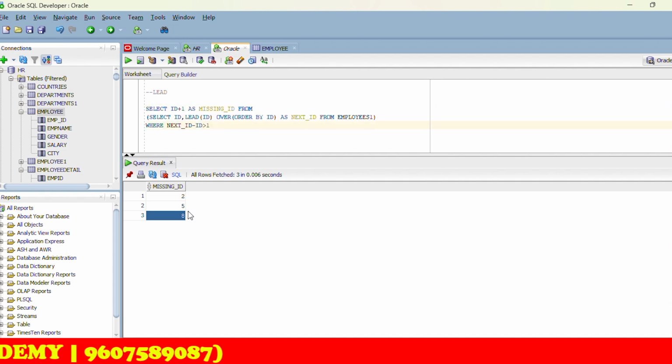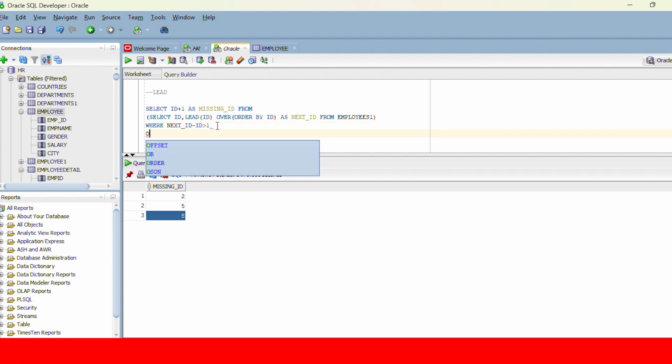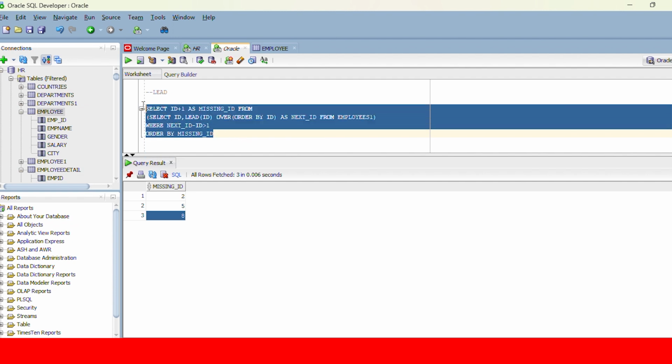If you want to order by, it's already ordered, but if you want to put the order by clause as well, you can do that. Order by missing ID, okay?